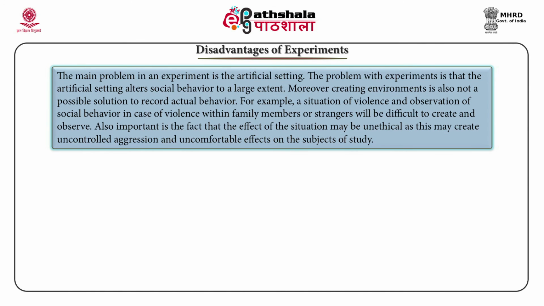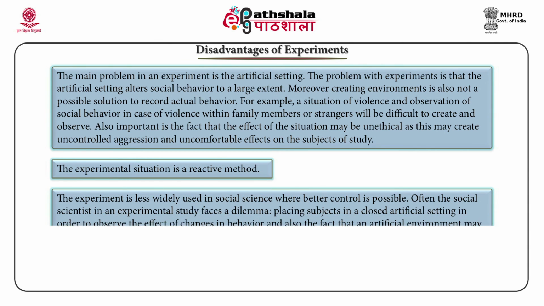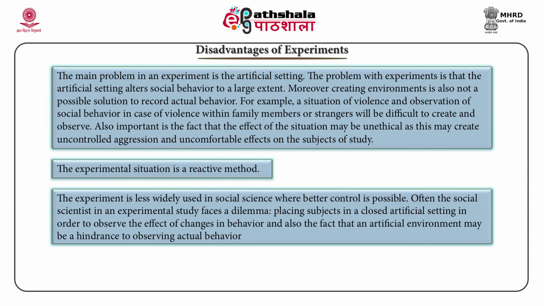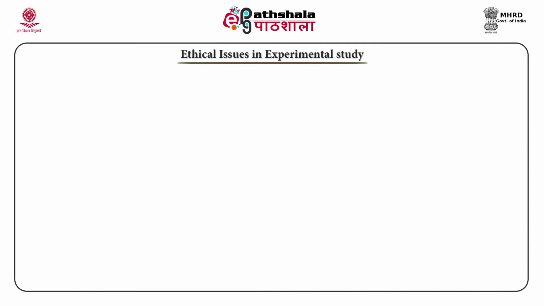The main problem in experimental research is the artificial setting. The experimental situation is a reactive method. The social scientist in an experimental study faces a dilemma: placing subjects in a closed artificial setting in order to observe the effect of changes in behavior, while an artificial environment may be a hindrance to observing actual behavior. Experimental studies are generally conducted over small samples. The larger the sample gets, the more difficult it becomes to generalize from it and to control extraneous variables. Ethical dilemmas in experimental studies.